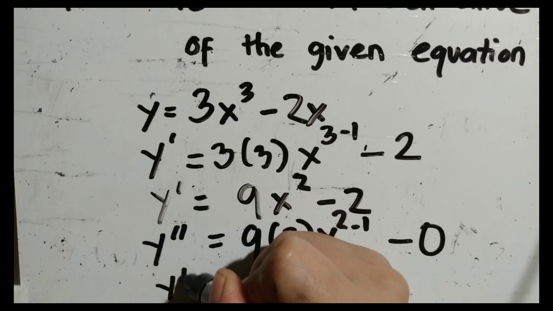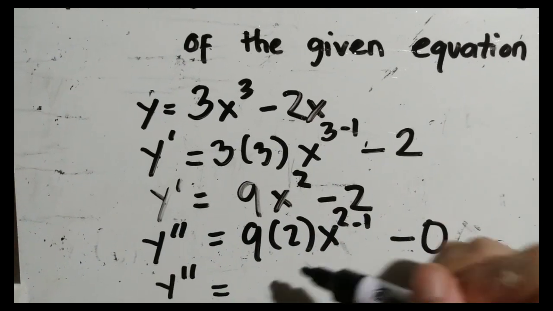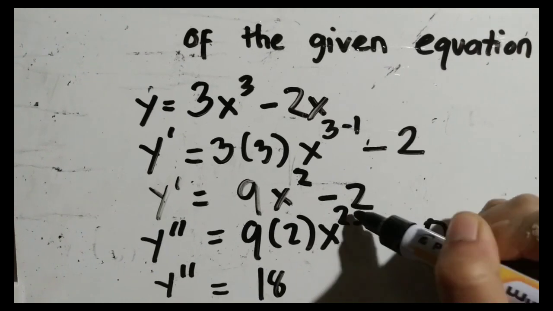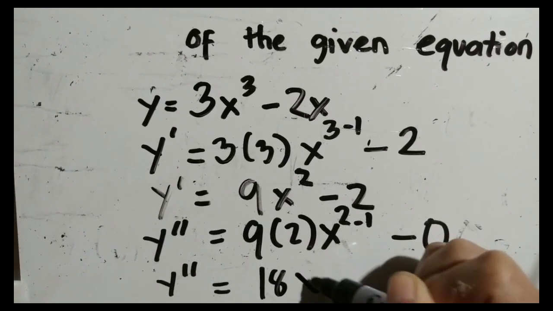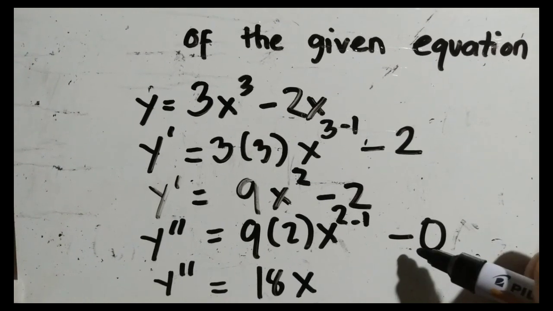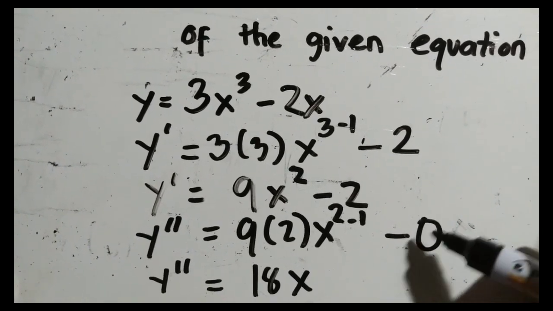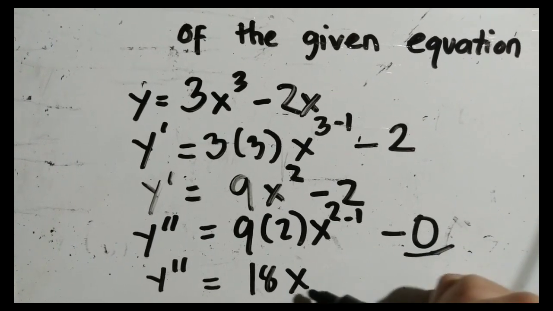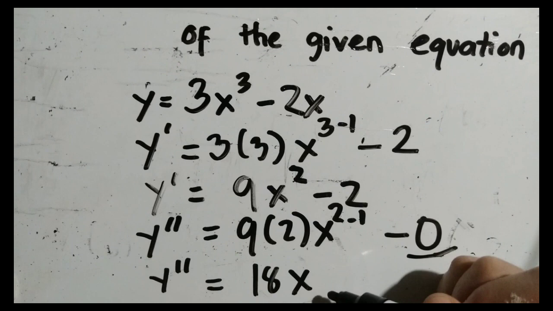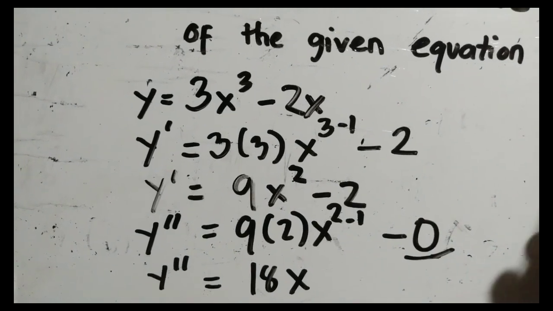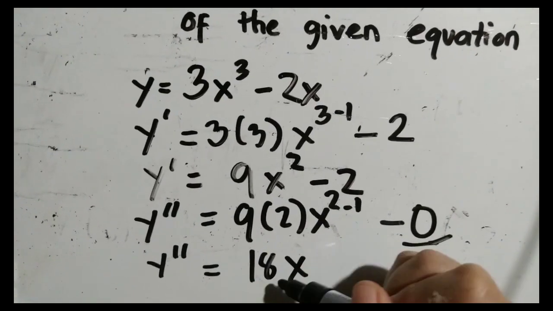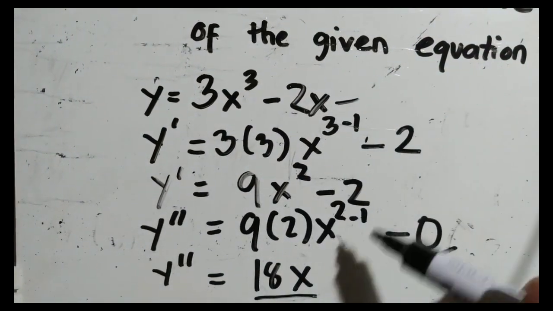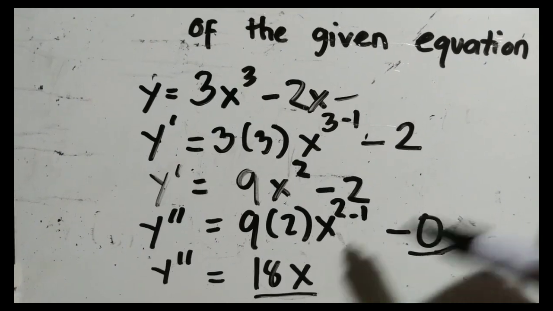So we simplify. Second derivative: 9 times 2 is 18, and then x raised to 2 minus 1, which is 1. So 18x minus 0. We don't need to write the 0 in our final answer. So the final answer is 18x. The second derivative of this equation is 18x.